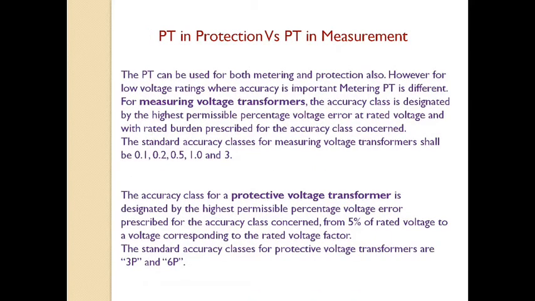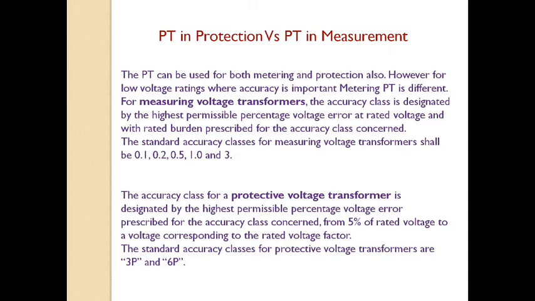Next is the PT in protection versus PT in measurement. The PT can be used for both metering and protection. However, for long voltage rating where accuracy is important, metering PT is different. For measurement voltage transformer, the accuracy class is designated by the highest permissible percentage voltage error at rated voltage and with rated burden prescribed for the accuracy class concerned. The standard accuracy classes for measuring voltage transformers shall be 0.1, 0.2, 0.5, 1 and 3.